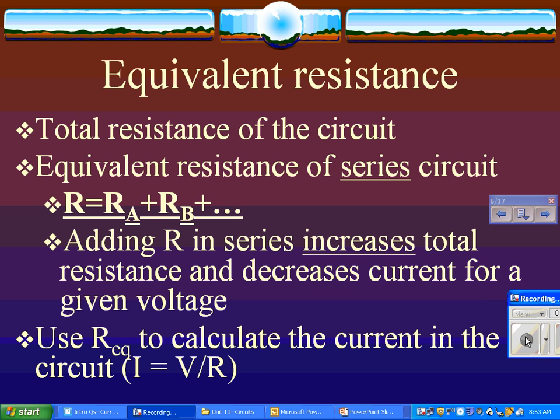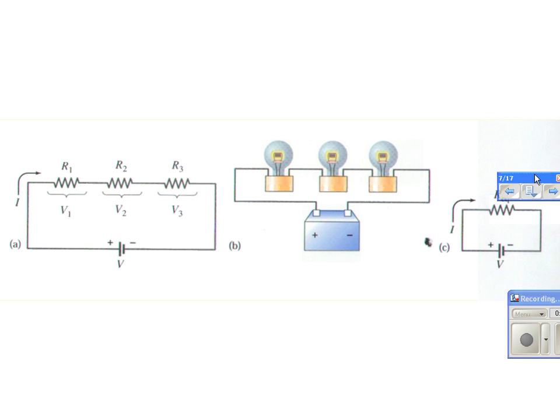Let's look at an example. Here is a series circuit. Notice I have 3 light bulbs connected to a battery, and there's current going through here. First of all, let's look at something that should be fairly obvious to you. If one of these light bulbs burns out, what happens? They all go out. When you connect things in series, if one thing breaks, they all stop working.